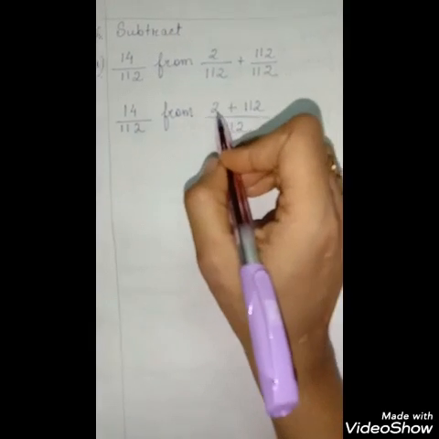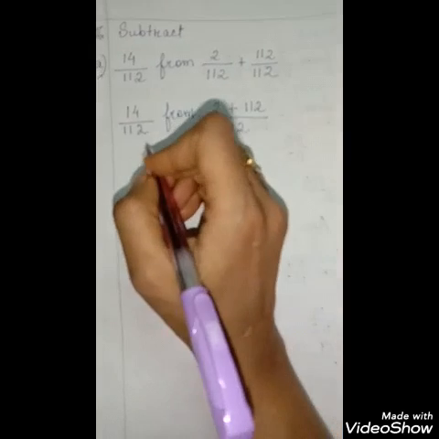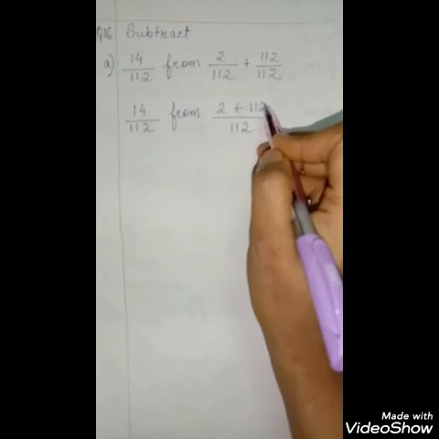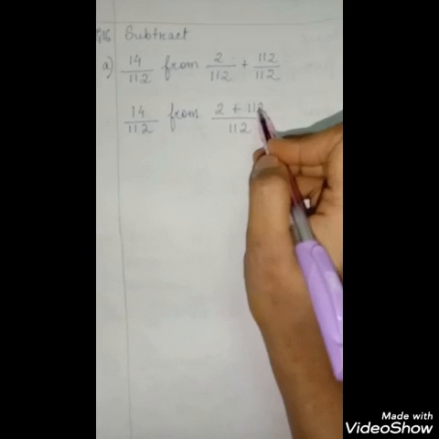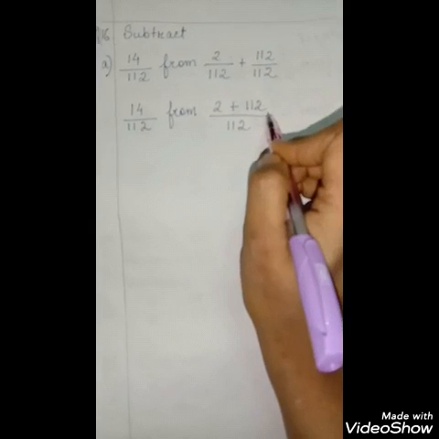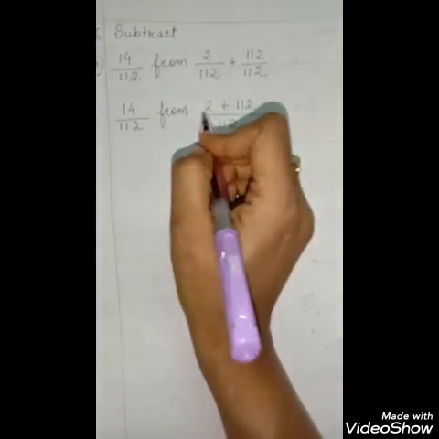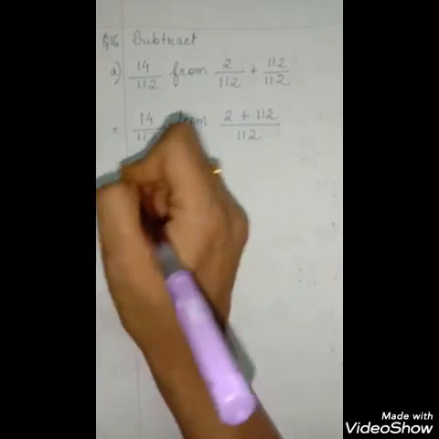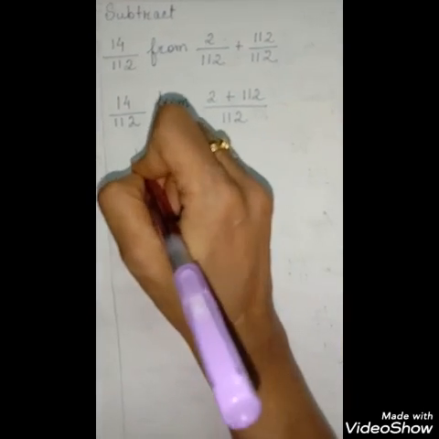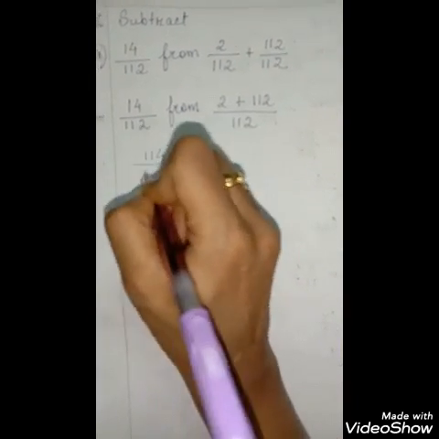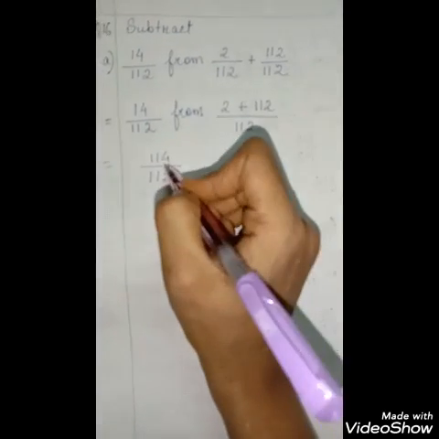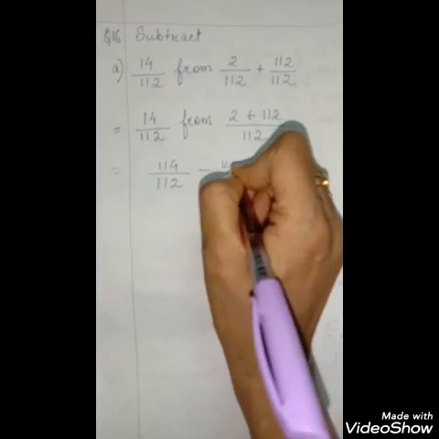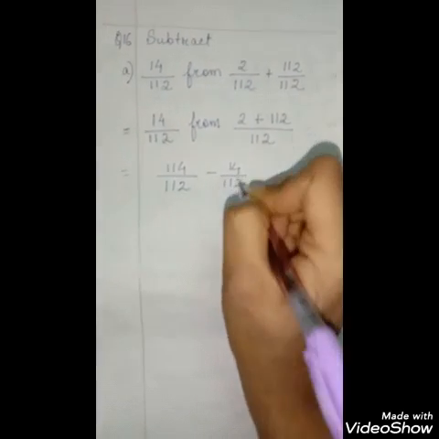So first we are going to add this. So 2 plus 112 comes how much, children? 114. Yes, 114 by 112. Now from 114, how much did we get by adding? 114 by 112. From this, we are going to subtract 14 by 112.